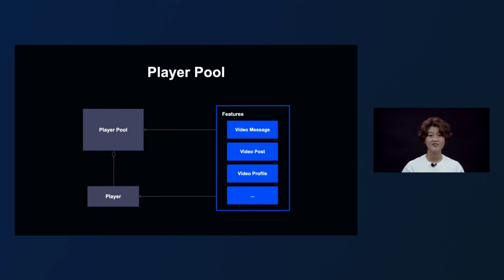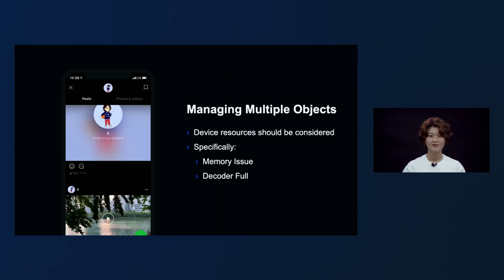The last and third approach is about player pool. Sometimes we need to create and use multiple player objects. For example, when playing multiple media on a list, preloading and keeping media data is needed for providing playback with a low latency. Video playback needs quite a lot of device resources, so we need to manage the player objects well. Keep in mind that using too many objects can cause memory issues and the error which occurs when every decoder is busy.